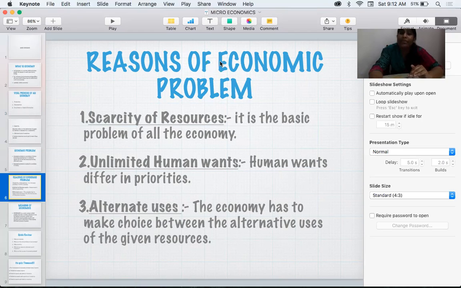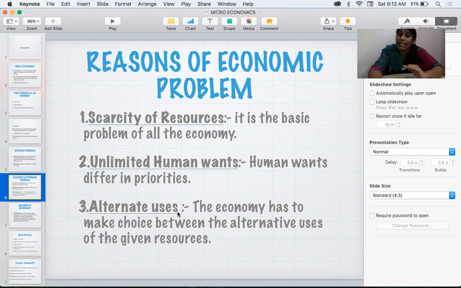So the second reason for economic problem is what? Unlimited human wants. For that, they will try to make more and more money again and again. So how can they make the money? With the resources only. And what is the problem with the resources? The resources are limited.